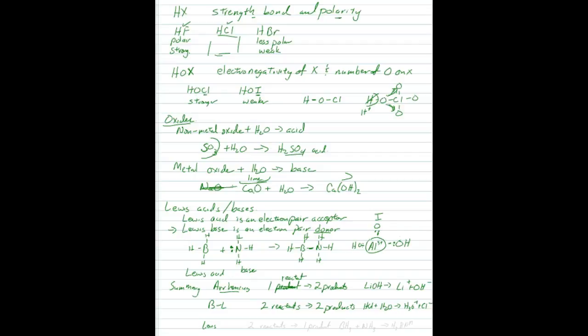And then the Lewis, which will have two reactants making one product. BH3 plus NH3 makes H3B-NH3. That concludes this lesson on a catch-all of strengths of acids, oxides, and Lewis acids and bases.